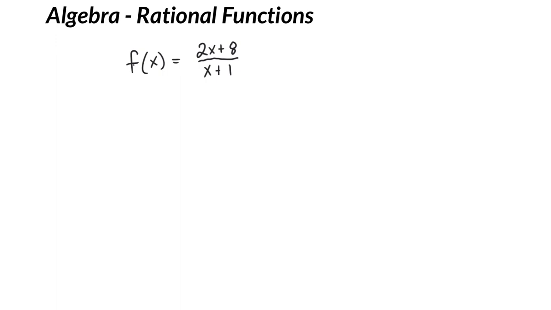All right? So first thing I guess we should talk about is just how we evaluate these. Now, it's not going to be any different than how we evaluate something else, something that isn't rational. If I say, what's f of 2? You'd say, well, I'll plug in 2 every time I see an x, like that. So the top, 2 times 2 plus 8 is 12. The bottom is 2 plus 1, so that's 3, and 12 over 3 is 4.